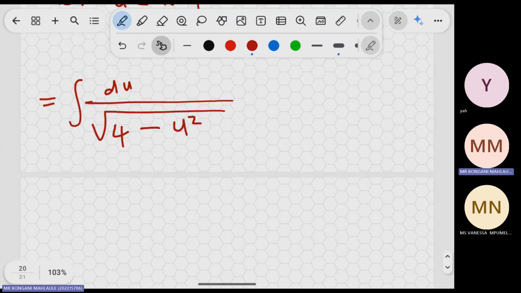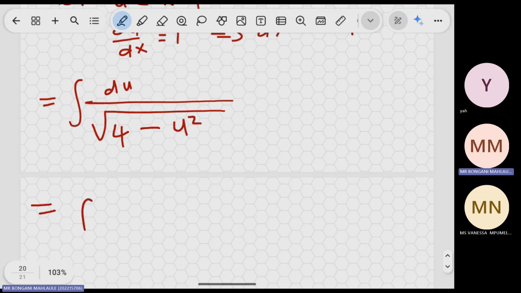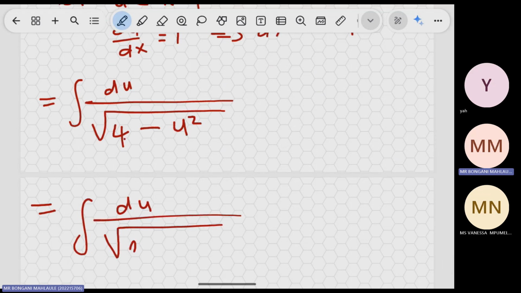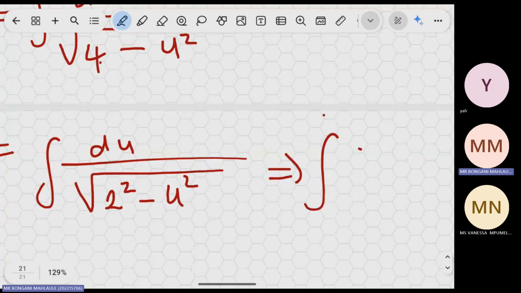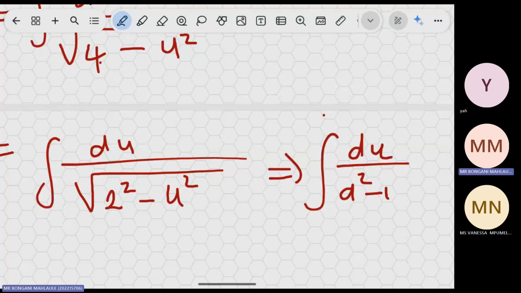So this one we know can be written as 2 squared minus u squared. And remember, I said if you have the integral of du over the root of a squared minus u squared, then you have the root there.